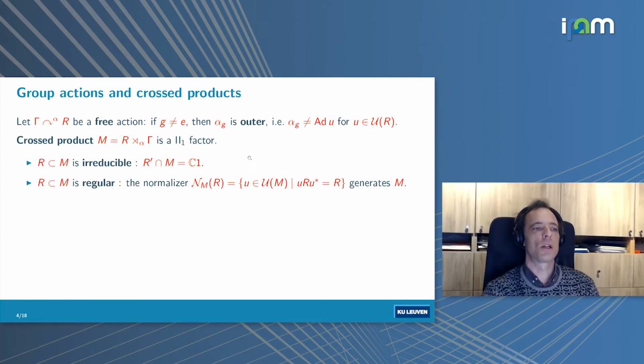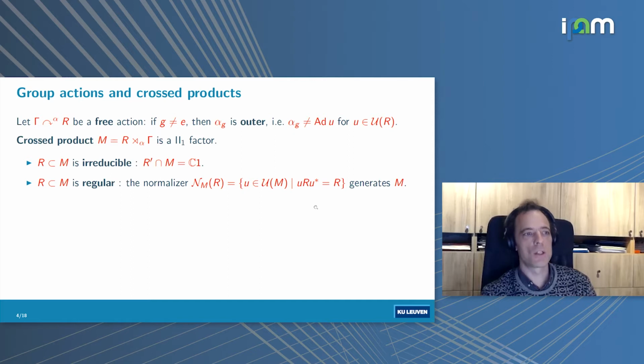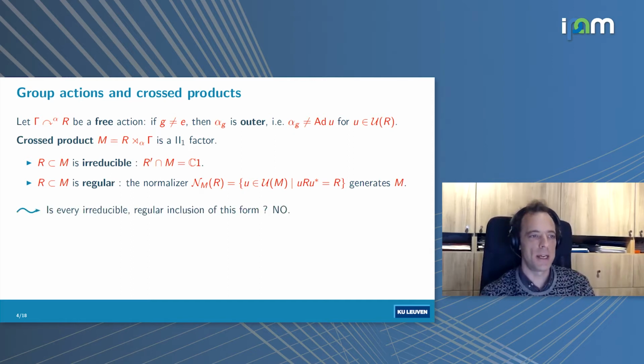And in that cross product, the subalgebra R sits, first of all, as an irreducible subfactor. So the relative commutant of R in M is reduced to just multiples of 1. And this is really because of the freeness of the action. And then secondly, it is a so-called regular inclusion in the sense that by definition, these unitaries coming from the group gamma normalize the subalgebra R. And this normalizer, defined in this way, is a group of unitaries that generates the von Neumann algebra M. So these are two properties that any cross product has.